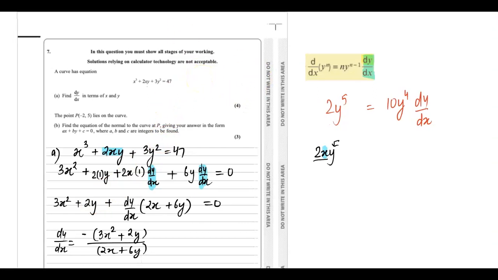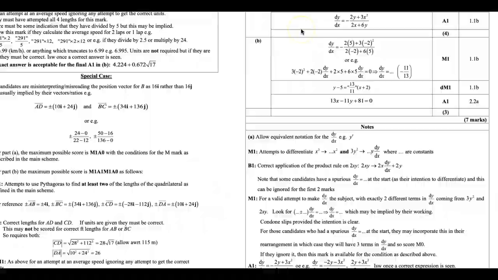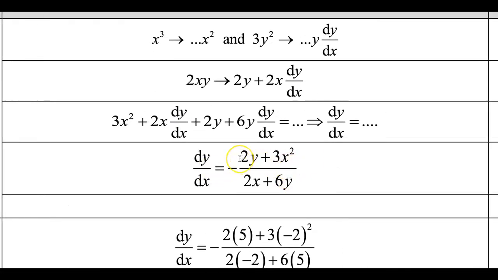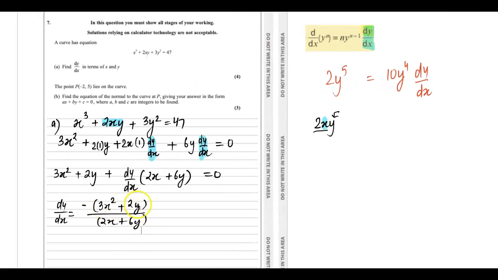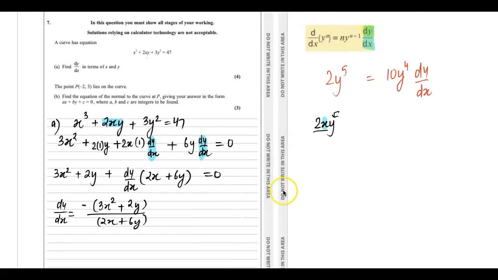So let's quickly match this first, and then we'll be switching to the B part. If we made any mistake, we'll be correcting that. So question number 7, a: negative 2y plus 3x squared. Yeah, same, the order is different. And 2x plus 6y. Okay, so we've got 4 marks here.